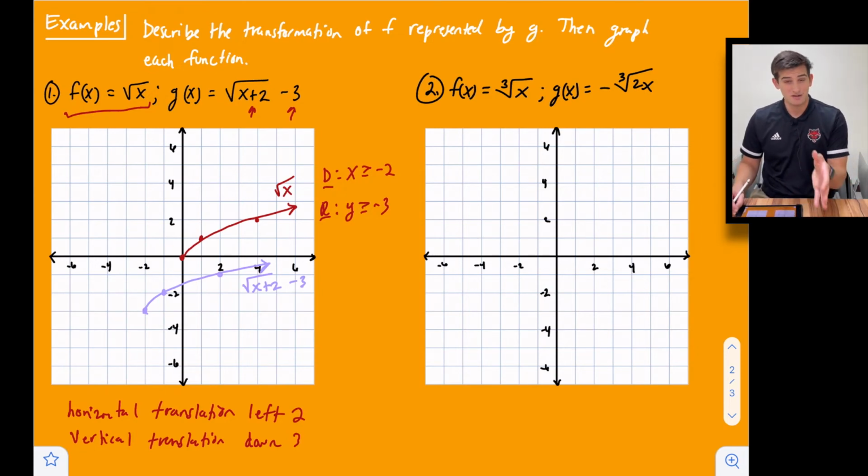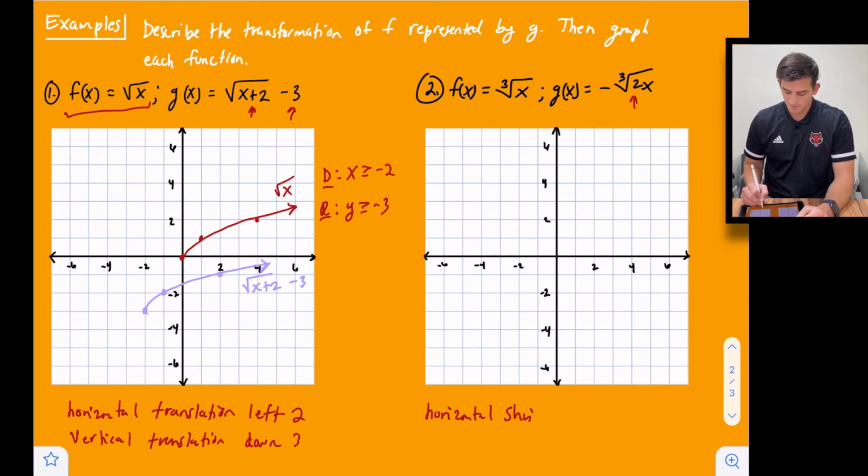So there's our parent cube root function. And g of x equals negative cube root of 2x. Okay? So let's look at our transformations here. We see this 2 right here. So now I know that is a horizontal stretch or shrink. It's opposite of what we think, so it's a shrink. Okay? By a factor of 1 over 2. Okay, so that's kind of the first thing that's happening.